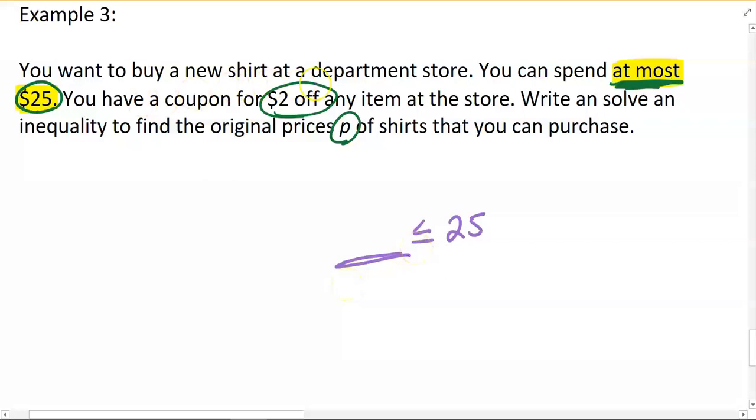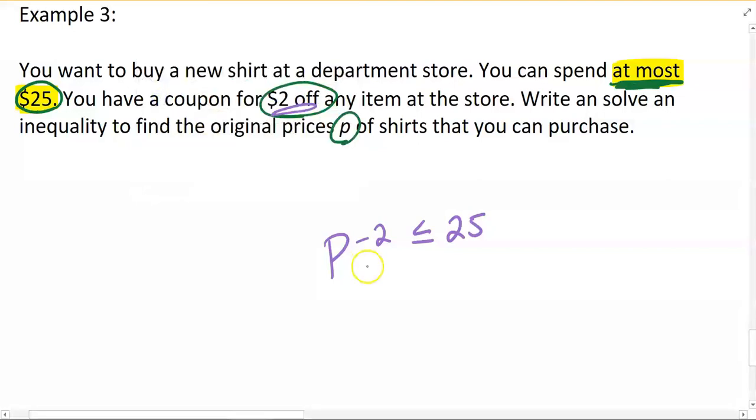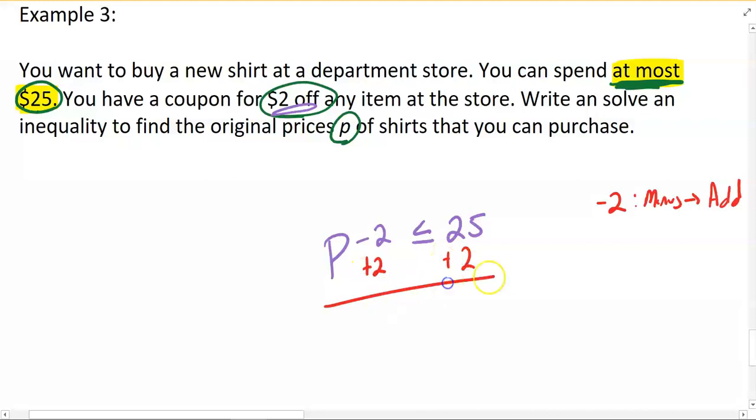Now, we have a coupon for $2 off, and we want to know the original price of the shirt. So P is the original price of the shirt, and if I'm taking $2 off, that's subtraction, so I'm going to be P minus 2. And so that's our inequality here. Now, to solve this, what do we need to do to both sides? Well, we have a minus 2, so that's minus, right? Which means we need to add. So we're going to add 2 to both sides.